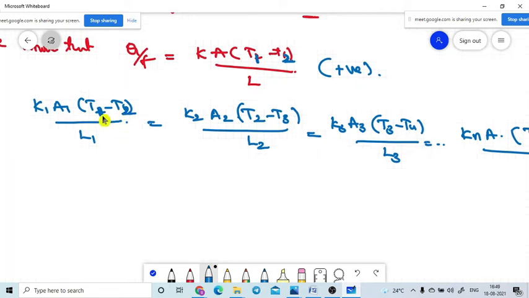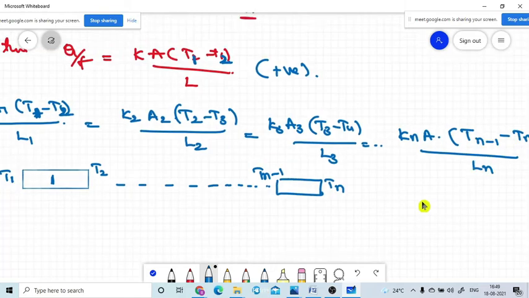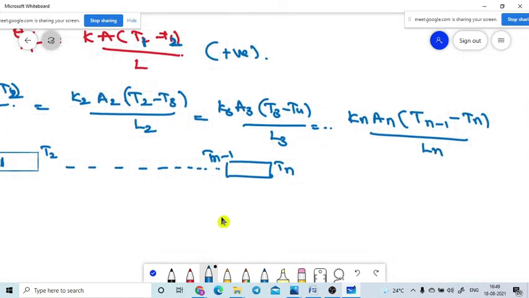The first material is showing the temperature T1. Let me check here for your easy understanding. So this is the first one. Here is the temperature T1 on the left side, and the right side temperature is T2. If you go to the last side, the temperature is Tn. What about this temperature, Tn minus 1, na? Okay, let me check here. Yes, sorry, that is correct.